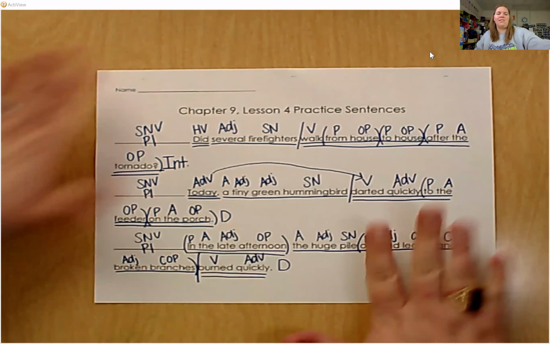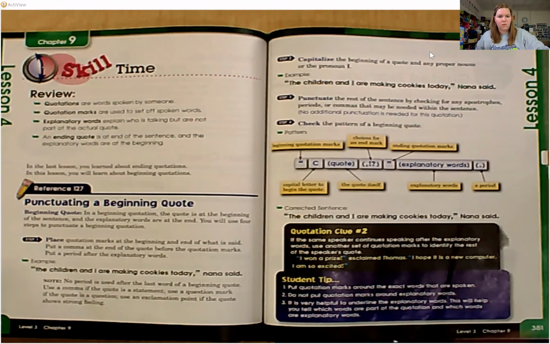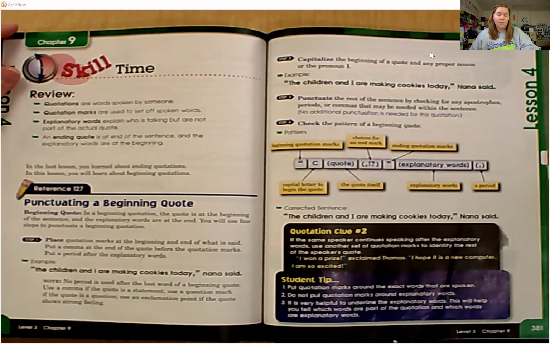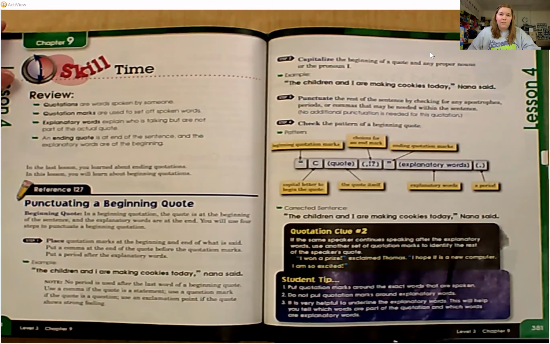All right, let's look at lesson 4. Today is mostly a review. We are going to be talking about dialogue again. All right, so chapter 9, lesson 4. So to review, quotations are words that are spoken by someone. Quotation marks are used to set off the spoken words. Explanatory words explain who is talking, but are not part of the actual quote. And an ending quote is at the end of a sentence. The explanatory words are at the beginning. That is what we did yesterday when we had the sentence, Tracy said, I hope I can catch a fish. Okay, we talked about ending quotations.